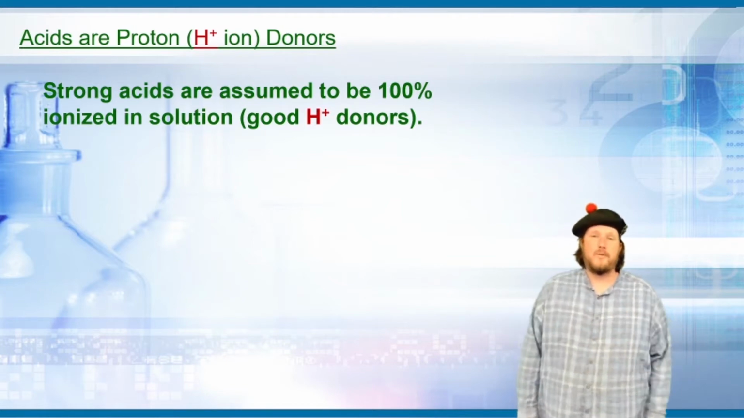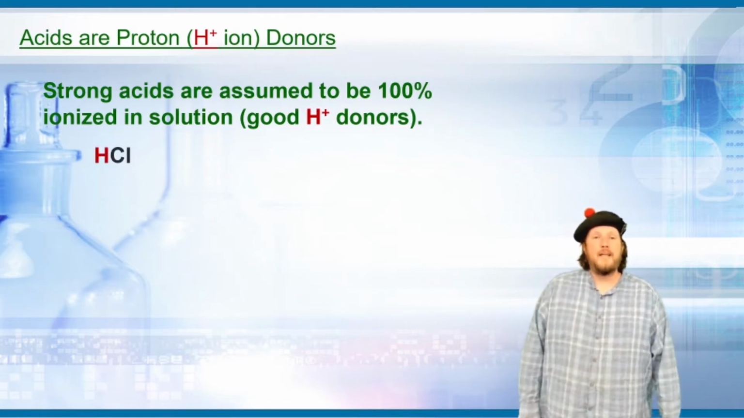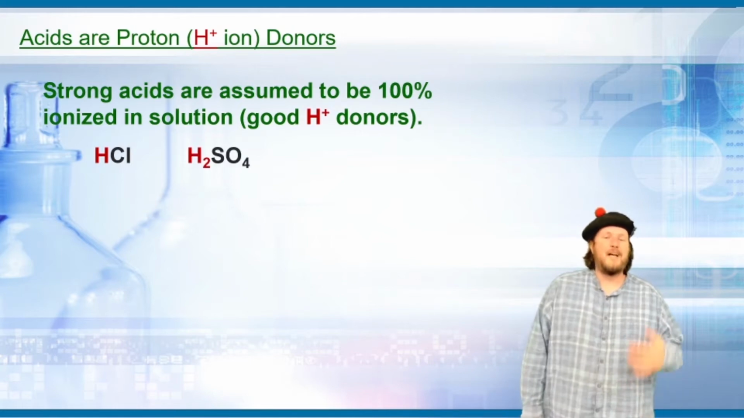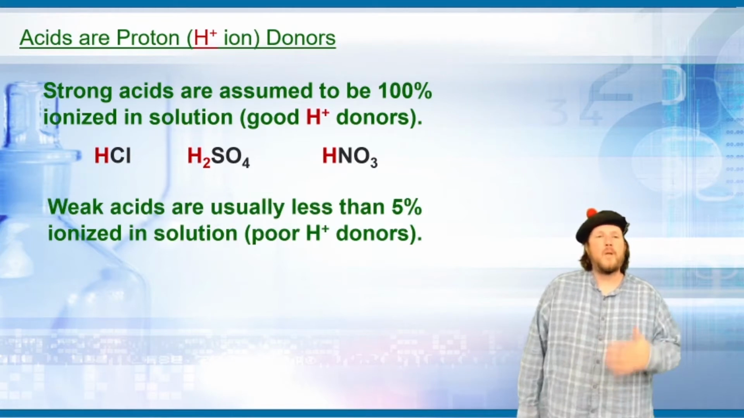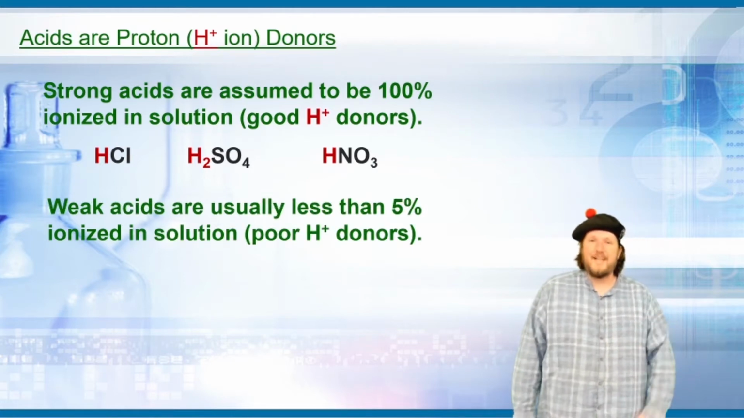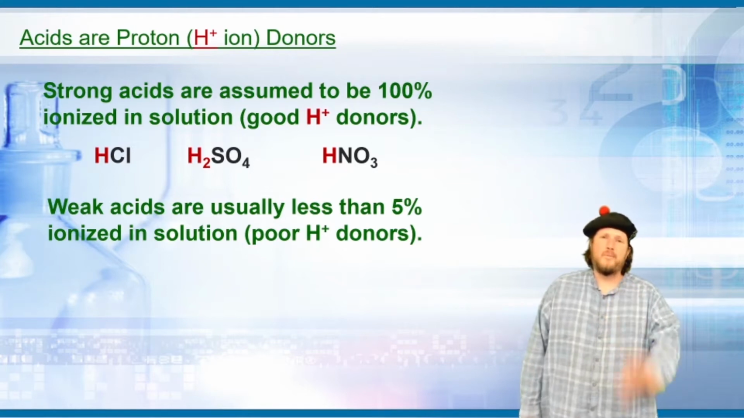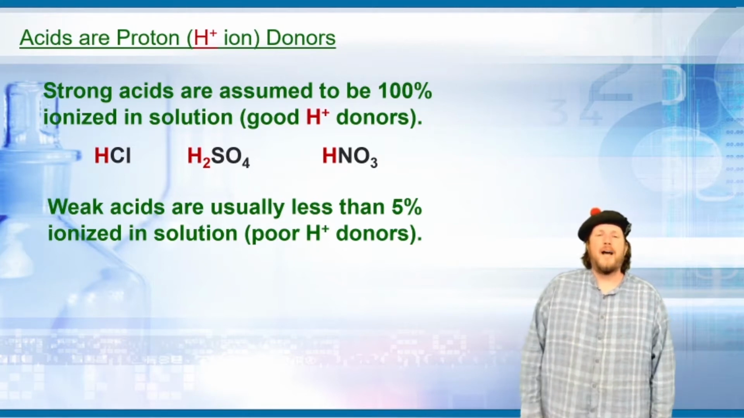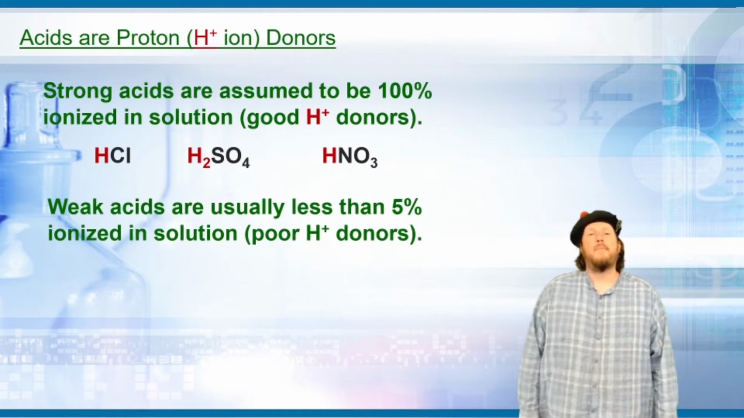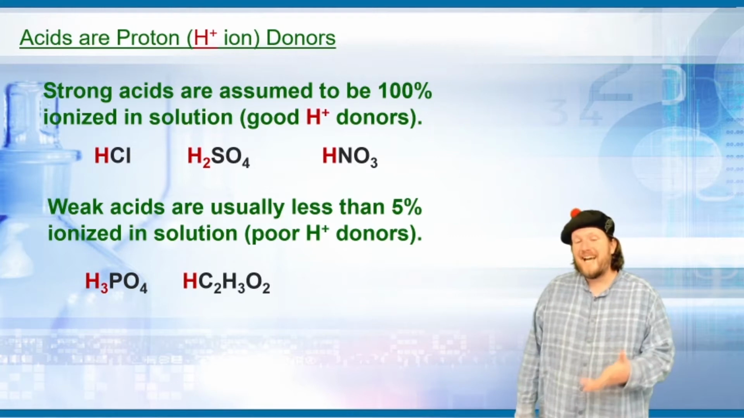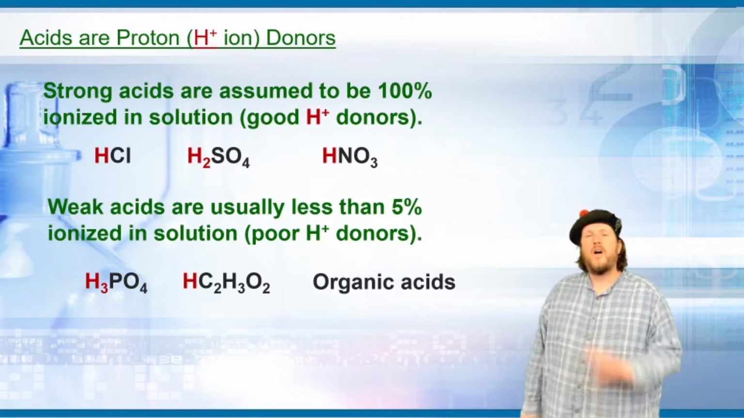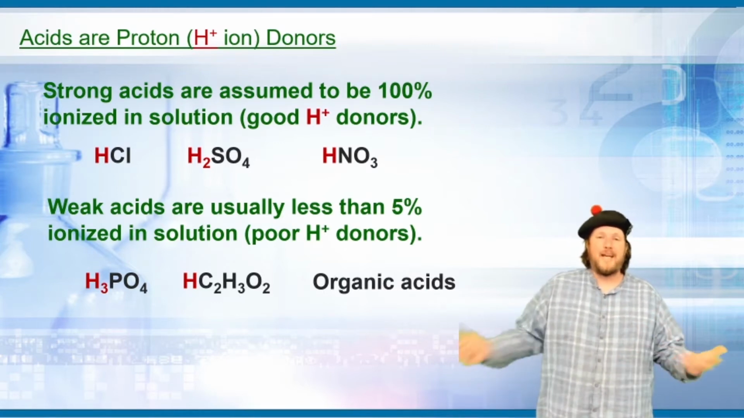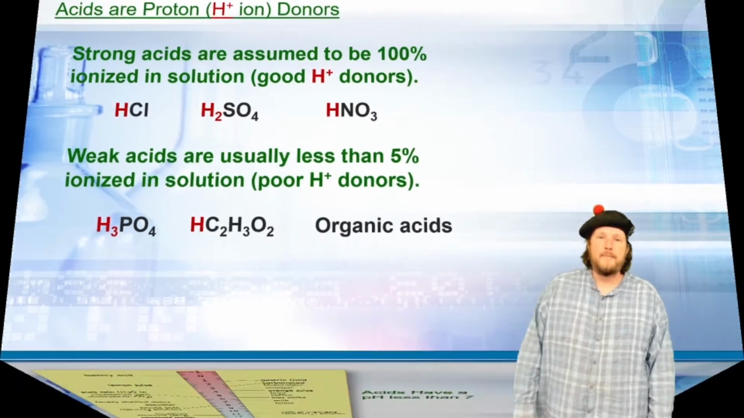Strong acids are assumed to be 100% ionized in solution. They're good proton donors. A strong acid is something like hydrochloric acid, HCl, sulfuric acid, H2SO4, or nitric acid, HNO3. Weak acids are usually less than 5% ionized in solution. They are poor proton donors. They're not good at giving up hydrogen ions, but they do give up some. Examples are phosphoric acid, H3PO4, acetic acid, HC2H3O2, which is in vinegar, or other organic acids.